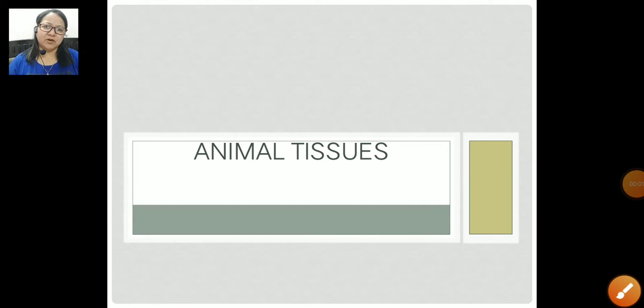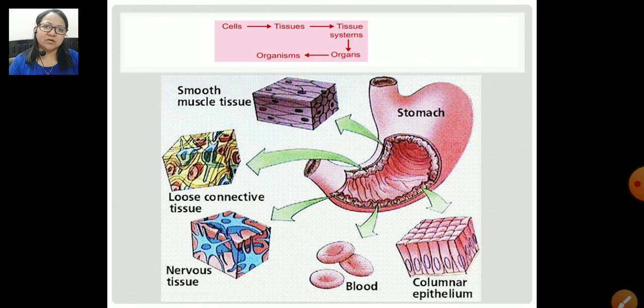Today I am going to explain animal tissues. You know that tissues are groups of cells which work together and perform a common function. So we have lots of tissues. Again, they join together and make tissue systems, then organ systems and organisms.